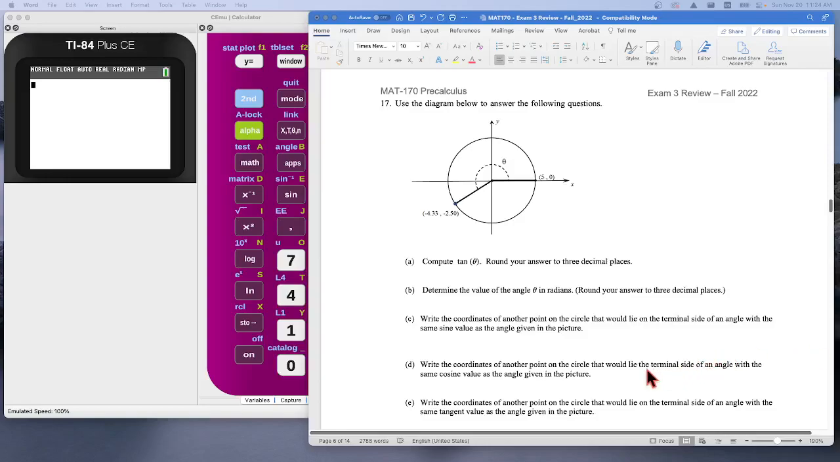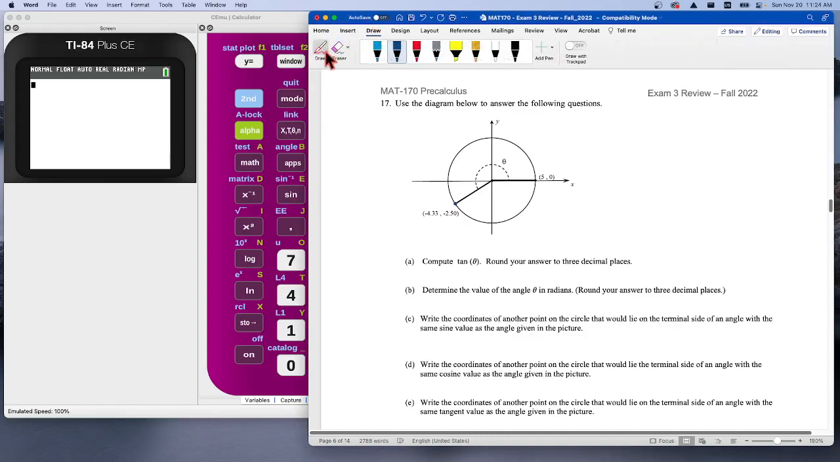Question 17. So we've got a diagram here. We're asked several questions. Compute tangent. Now, one way to address tangent, we could get the angle theta, take the tangent of the angle, but they're asking us in a different order.